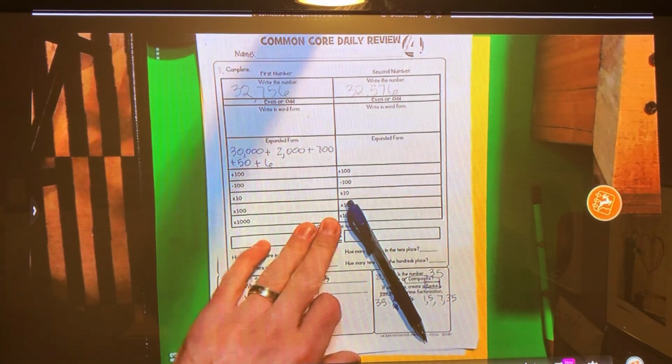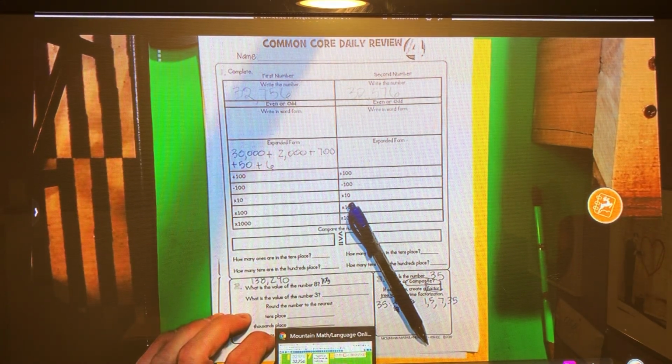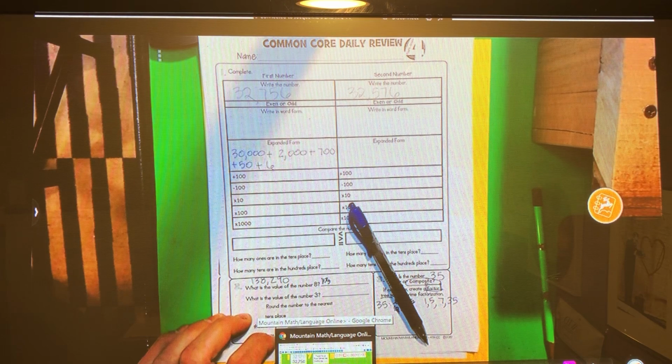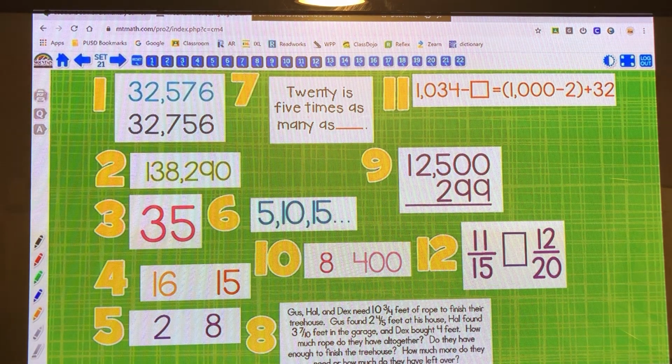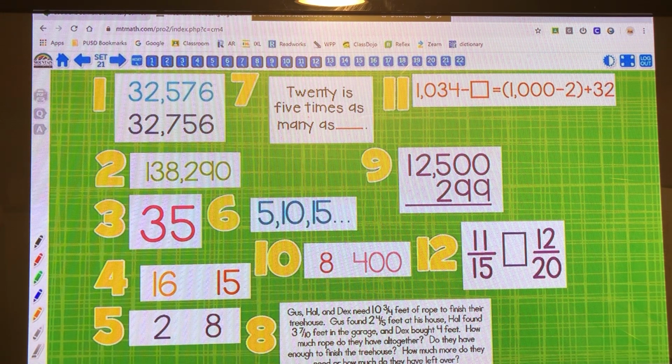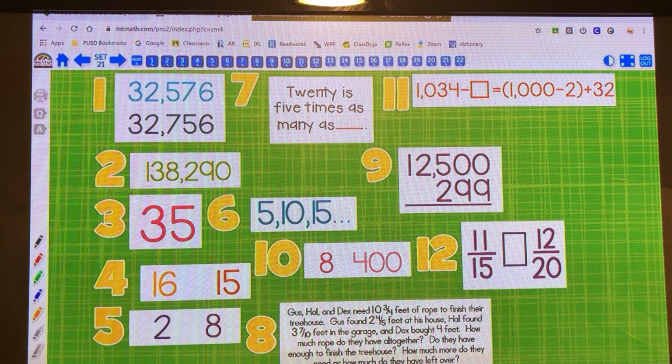We're trucking right along here. A few of these problems are a bit longer. In an attempt to keep the video shorter, I will assume that you guys are going to be able to complete these problems independently to the best of your ability. Okay, so number 4, we have the numbers 16 and 15.